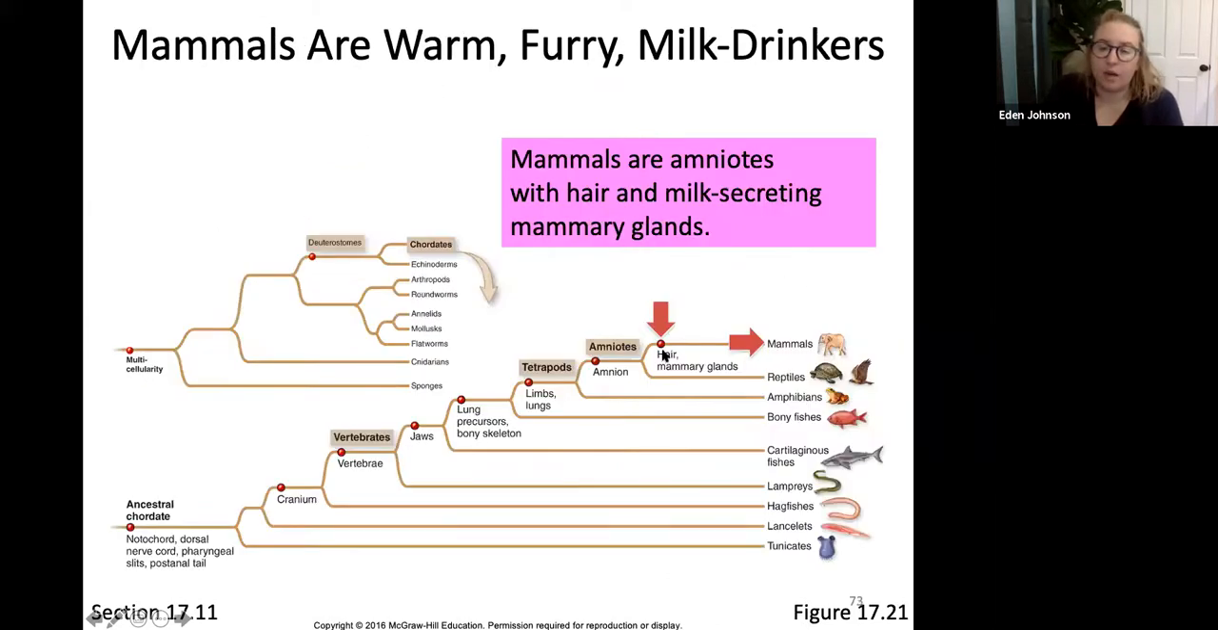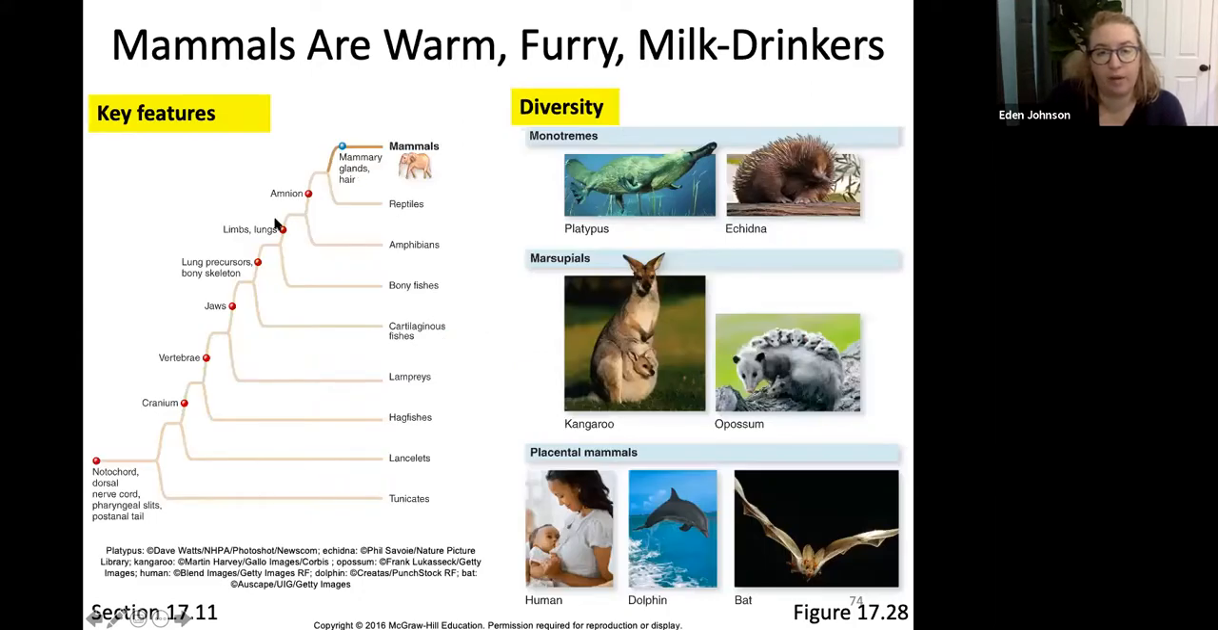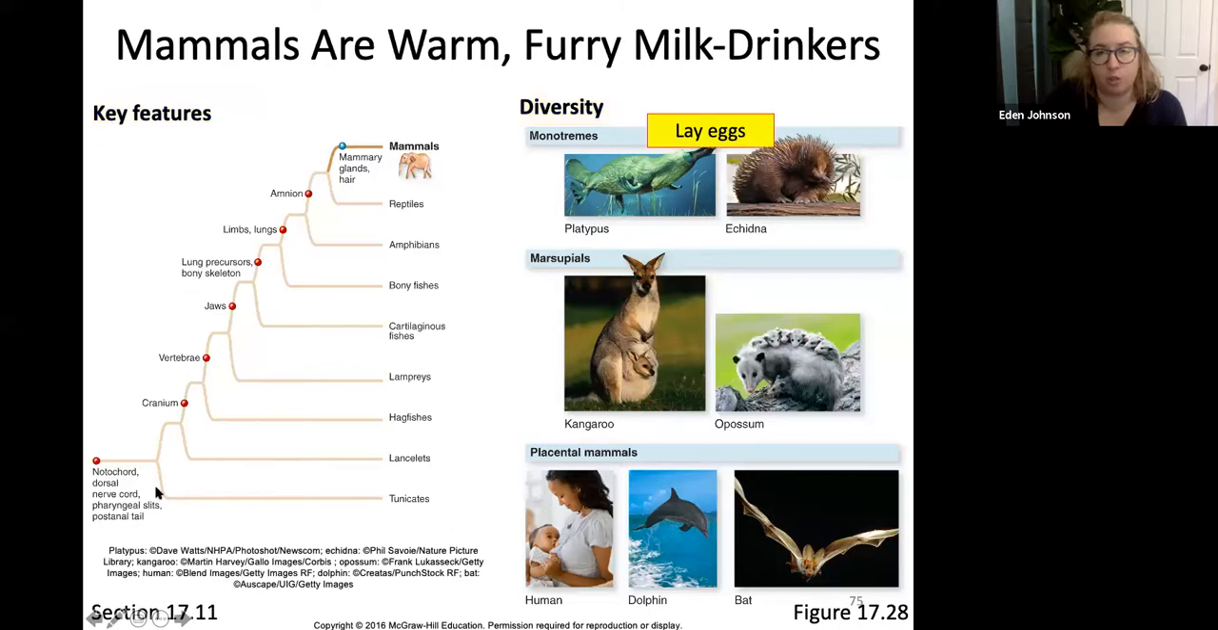Then we come to mammals. Okay, mammals, really cool. Mammals are amniotes. They have that amniotic sac that is going to protect the embryo and make it so that it doesn't have to be in this aquatic environment. Amniotes with hair and milk-secreting mammary glands. So they've got hair, mammary glands, and amnion, limbs, lungs, bony skeleton, jaw, vertebrae, cranium, and those ancestral features.